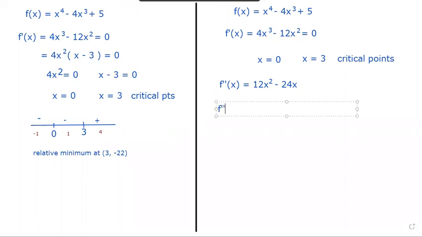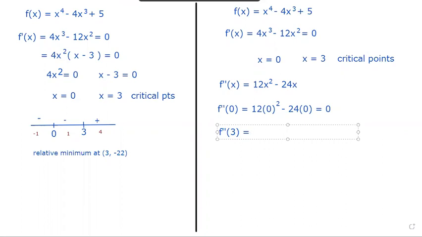So now let's go with it. F double prime of 0, because we're going to plug our critical points now into the second derivative. So that's actually going to give us 0. So it fails at 0. But we know that's okay because it didn't go plus or minus plus. It was 0 and 0. So nothing's happening at 0, even though that's a critical point.